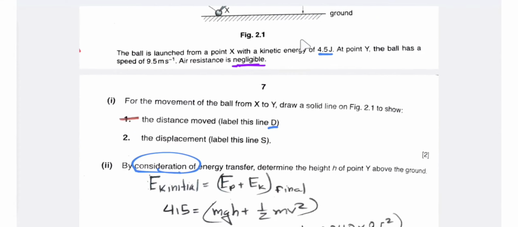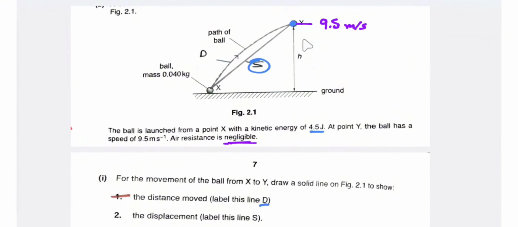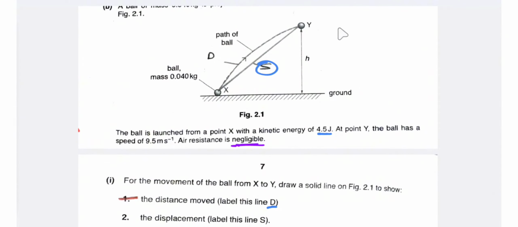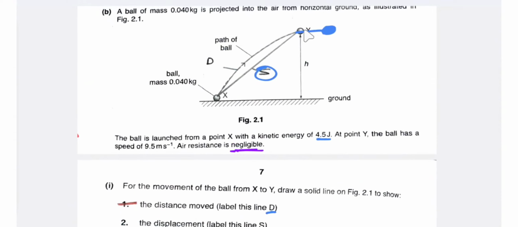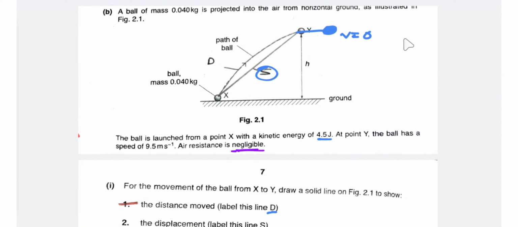And you have to remember that at point y it is not mentioned that it is the maximum height. So since it is not mentioned, let's suppose this is the maximum height and point y is not our maximum height. We know that at maximum height the speed is 0. But here we have been given the value of speed at point y, that is 9.5 meter per second. Since we have the speed at point y, it obviously has a speed of 9.5 meter per second. That means it is not the topmost point or the greatest height, and we know that at the greatest height the velocity is 0.